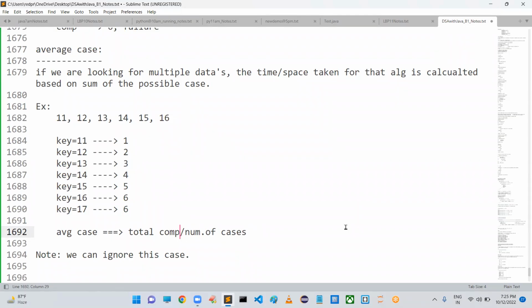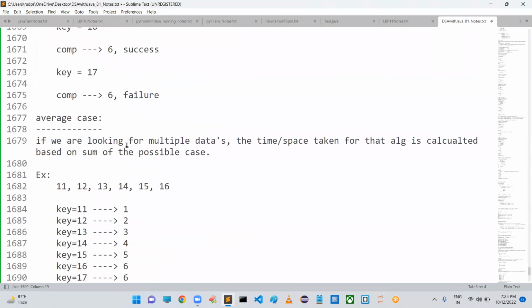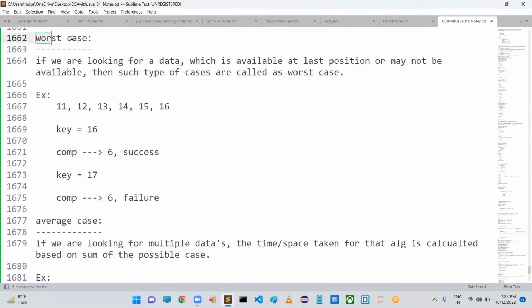Clear, Poonam? So why should we ignore the average case? Kiran, generally we ignore it because even if you calculate, you won't get an exact result. It is something equal to the worst case only. If you calculate the average case complexity also, it will always be equal to the worst case. I will explain why. Don't worry.